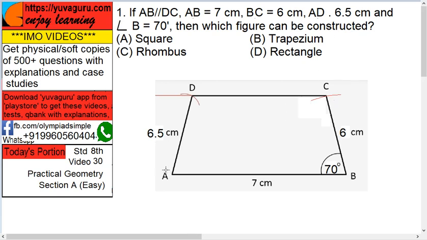AD equals 6.5. Again put a compass, make an arc over here at 6.5. Then angle B equals 70. Here you put this protractor and then take 70 degrees and then cut that arc so that you get this point. From here draw a line parallel to AB, DC, and where it cuts, here it is point D. So which figure can be constructed?